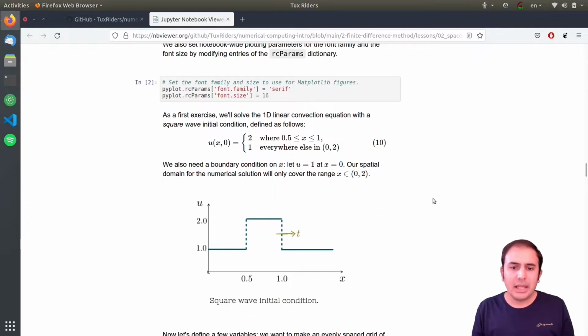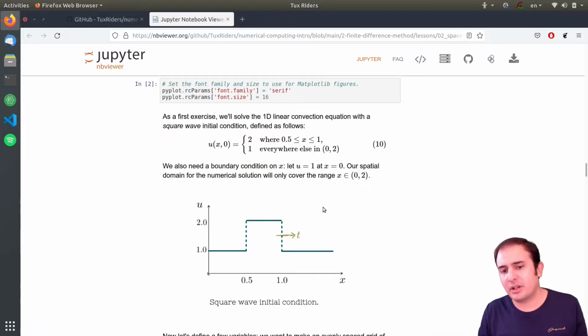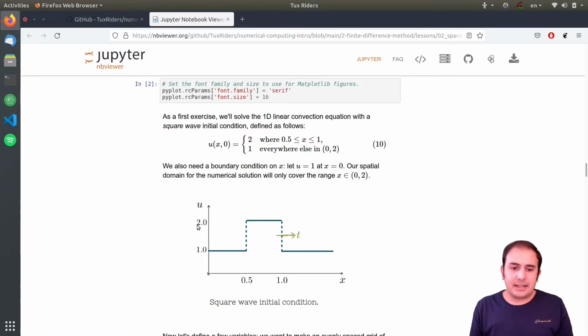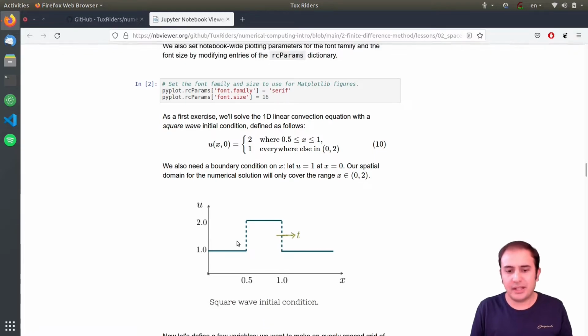Yeah. And the problem that we want to solve is a discrete signal whose value is 2 between 0.5 and 1, and in the rest of the space it is 1. And we want to move it through time to the right by a velocity. You know that c in the equation that I showed you is the velocity.